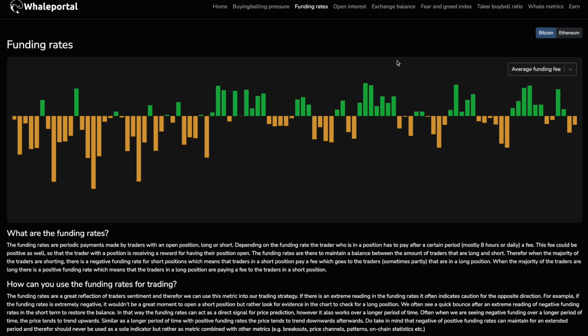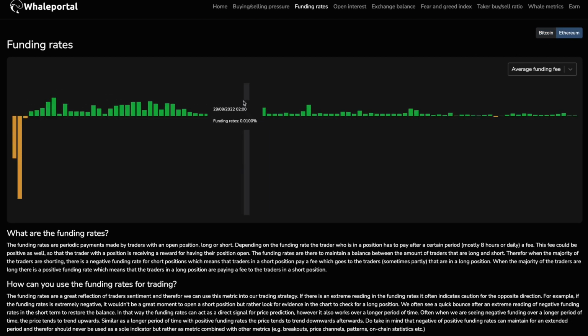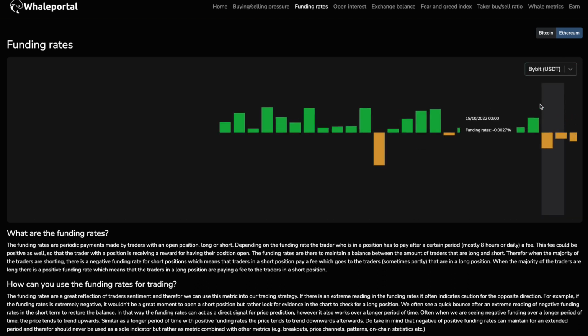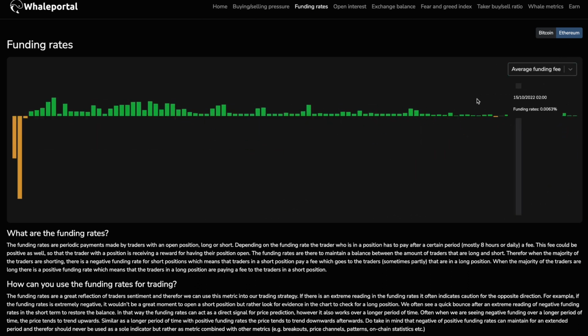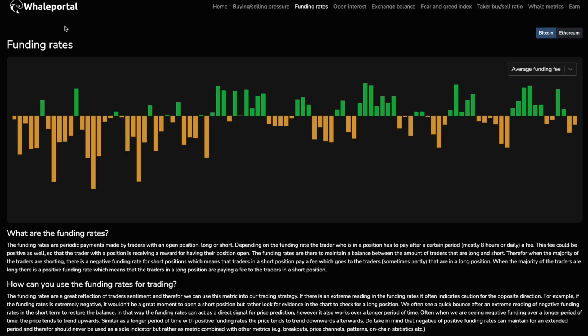And as you can see, right here, we just added Ethereum to the chart as well. So you can also find the funding rates separately, but also the average funding fee on Ethereum right now on Whaleportal.